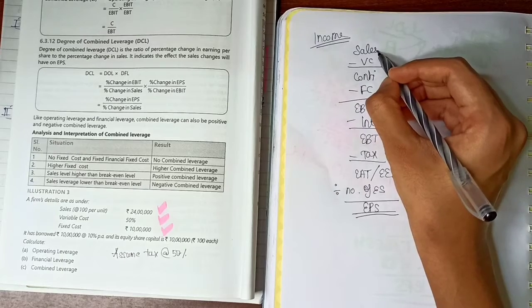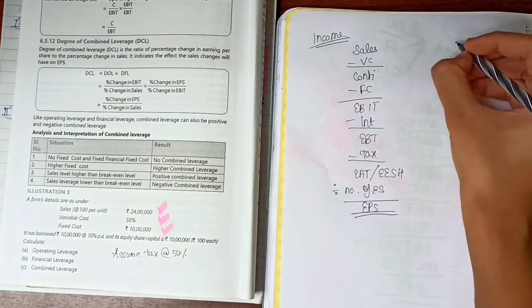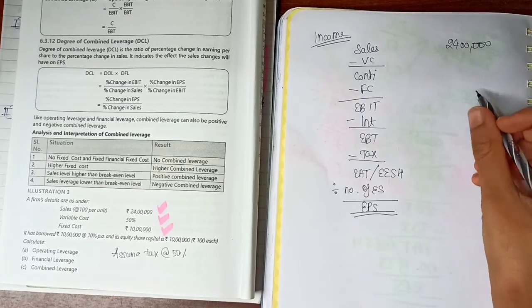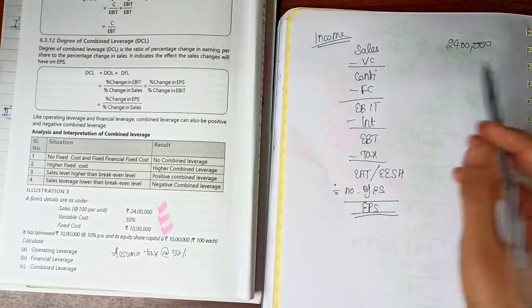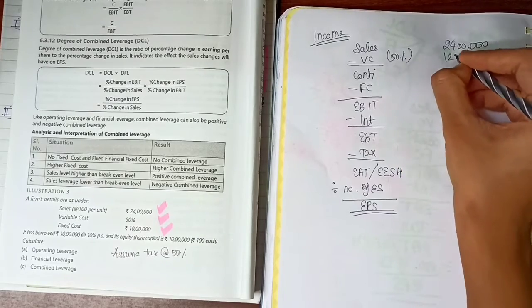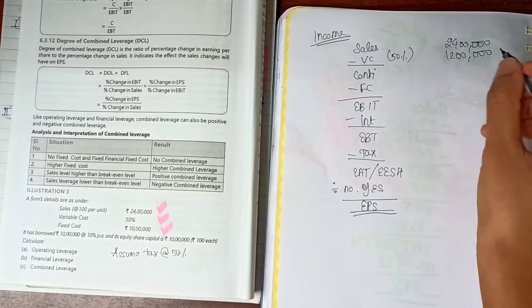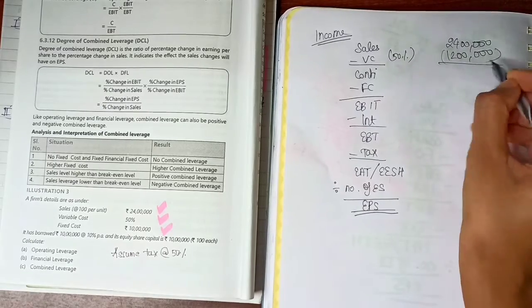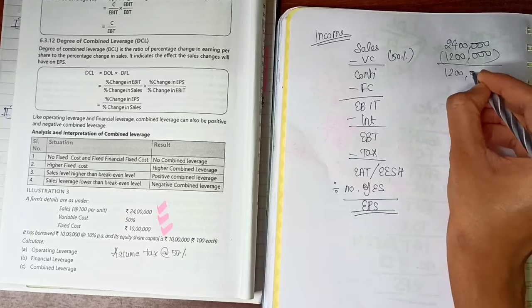So first you have to start with sales information. So sales, they have told it is for 24 lakh rupees. Okay. Next they have said your variable cost is 50%. That means 12 lakh rupees is your variable cost. That is 50% of 24 lakh, that's 12 lakh rupees. If you reduce it, your contribution will also be 12 lakh.